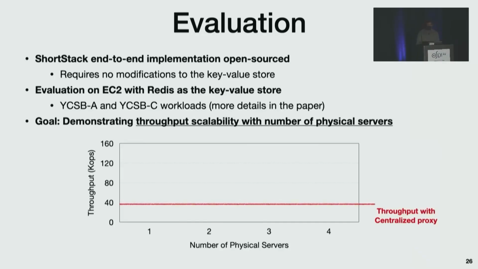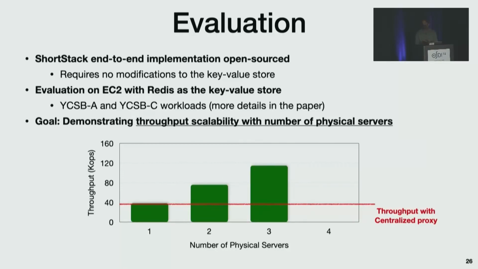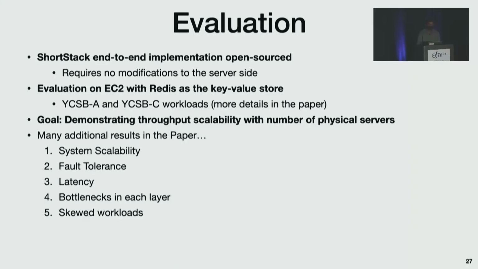Here's the result where the red line shows the throughput with a centralized proxy system. When you have 1 physical server in SHORTSTACK, it is able to achieve the same throughput. When you introduce more physical servers, the throughput scales linearly. So with 2 physical servers, the throughput doubles, triples with 3 physical servers, and so on. We have many more results in the paper. I would encourage you to look at the paper.